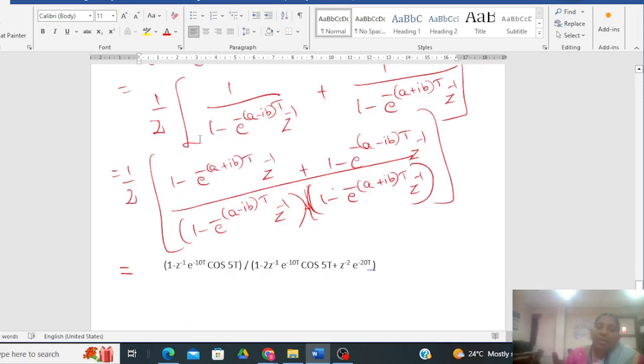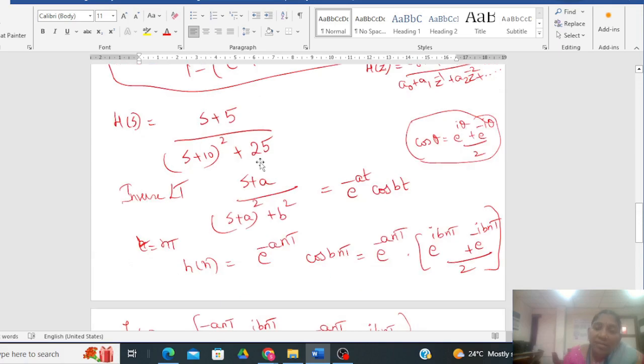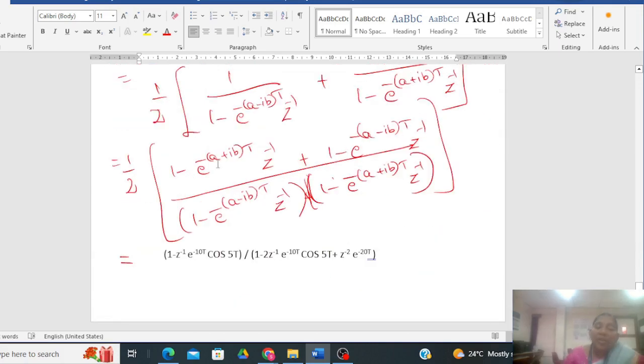Now in this expression, you substitute the values a equal to 5 and b equal to 5, because according to this, a equal to 5, and b square is 25, so b is 5. When you substitute those values of a and b here, you will be getting the simplified expression as the answer: 1 minus z inverse e power minus 5T cos 5T divided by 1 minus 2 z inverse e power minus 5T cos 5T plus z power minus 2 e power minus 10T. So this is the final output value for this given problem. Okay, so thank you.